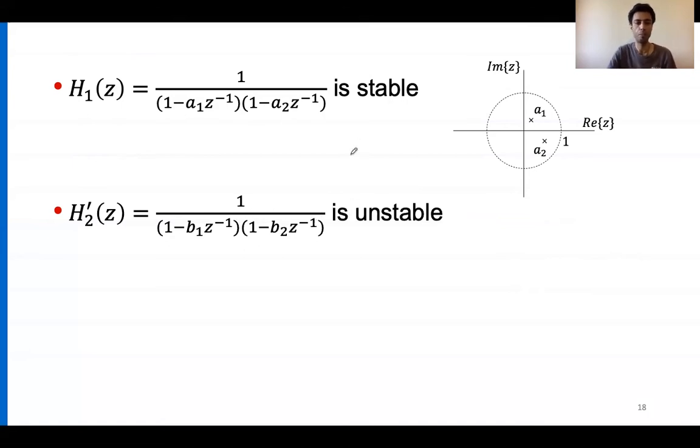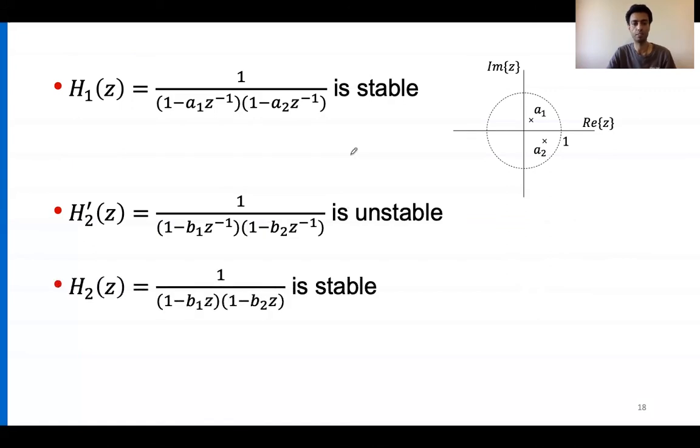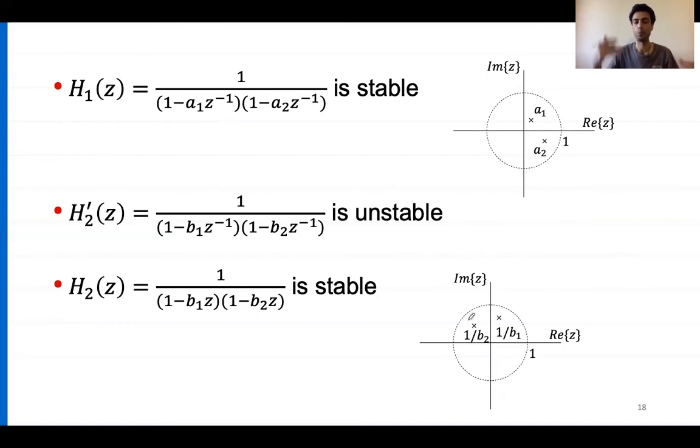But now if I implement H2(Z^-1), which means I replace my Z^-1 with Z, then what happens? All the poles come inside, right? Where is this term 0? This term is 0 when Z is equal to 1/B1. This term is 0 when Z is equal to 1/B2, right? That's the meaning of pole. The denominator is 0. So now the poles are 1/B1 and 1/B2. So the poles have come from outside the unit circle to inside the unit circle. Okay.